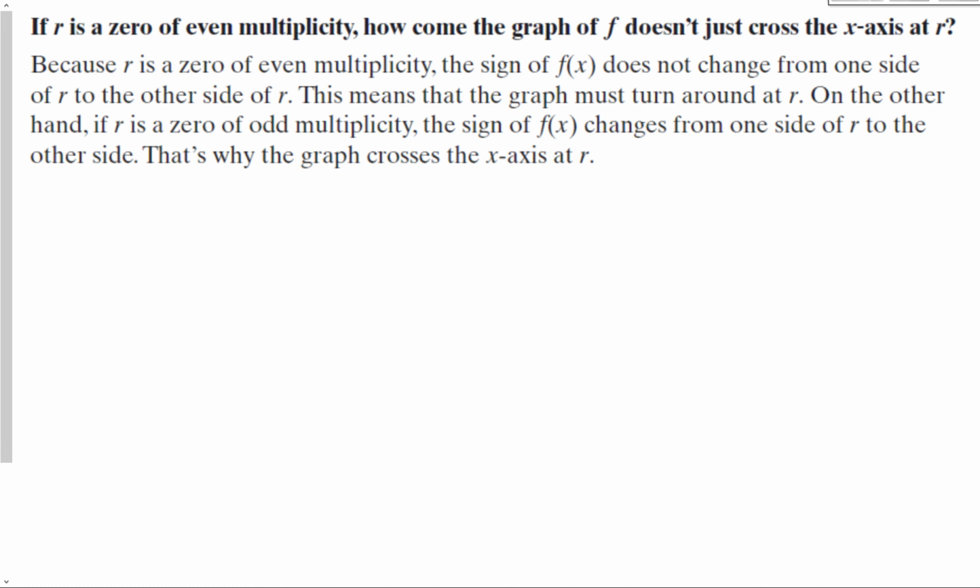If r is a 0 of even multiplicity, how come the graph of f just doesn't cross the x-axis? Because r is a zero of even multiplicity, the sign of f of x does not change from one side of r to the other side of r. This means that the graph must turn around at r. Okay? Think about that for a second. If I have a graph like this, what happens at 0? Well, the graph goes down, it touches 0, and goes back the other way. Because I'm squaring it, right, the sign is not going to change. It's going to be the same sign. However, if it's odd, the sign does change, so it can cross through the x-axis.